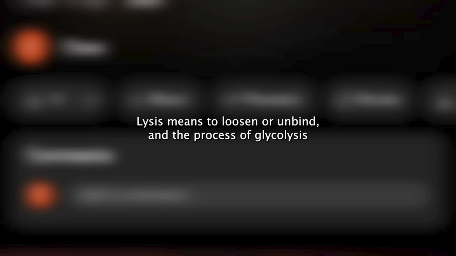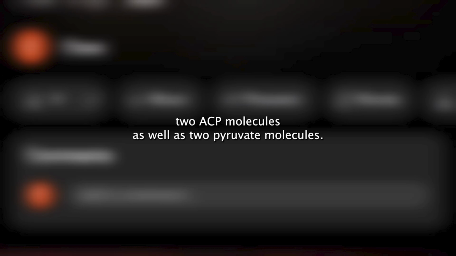Let's start at the top with glycolysis. Here we see glucose entering the process. Lysis means to loosen or unbind, and the process of glycolysis unbinds or breaks down glucose into pyruvate. In glycolysis, each molecule of glucose yields 2 ATP molecules, as well as 2 pyruvate molecules. This process is anaerobic, meaning without oxygen, and occurs in the cytosol.